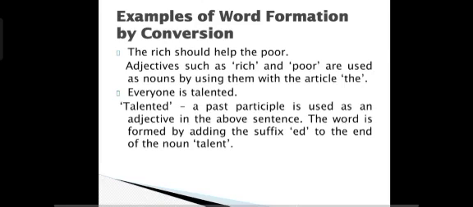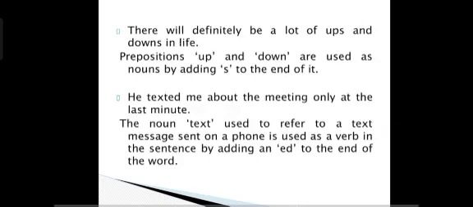The word is formed by adding the suffix ed to the end of the noun talent, that will become a verb. And there will definitely be a lot of ups and downs in life. Prepositions up and downs are used as nouns by adding s to the end of it. He texted me about the meeting only at the last minute. The noun text, used to refer to a text message sent on your phone, is used as a verb in a sentence by adding the ed to the end of the word.